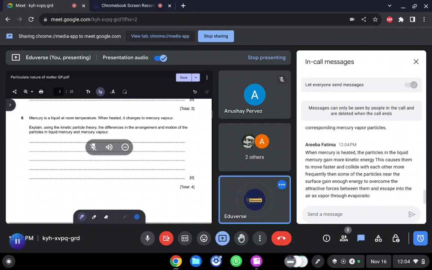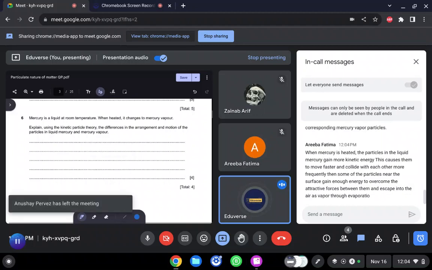First I'm reading the responses. As per Ariba, when mercury is heated, the particles in the liquid mercury gain more kinetic energy. This causes them to move faster and collide with each other more frequently. Some of the particles near the surface gain enough energy to overcome the attractive forces, and then they escape into the air as vapors through evaporation.